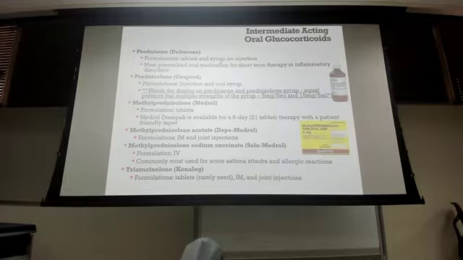Same thing with our prednisolone. This is the more common one that we use in our kids because of that oral syrup. But again, just understand these are not the same. This is also a medication error that we see. Prednisone and prednisolone are not the same thing. They're not the same strength when you're looking at these syrups.